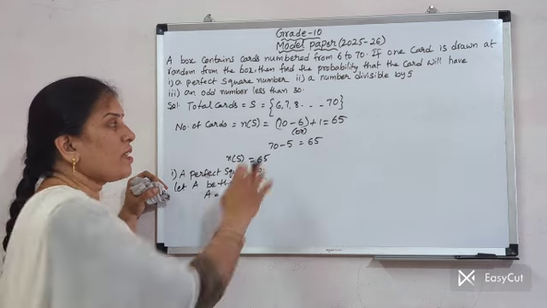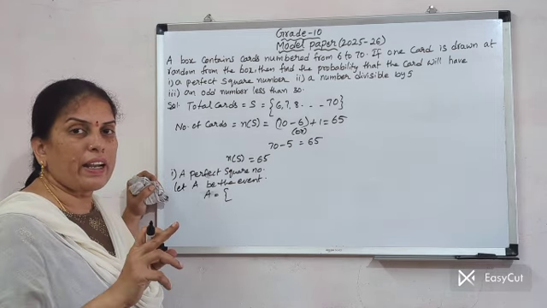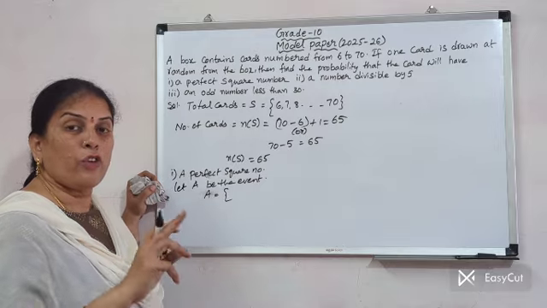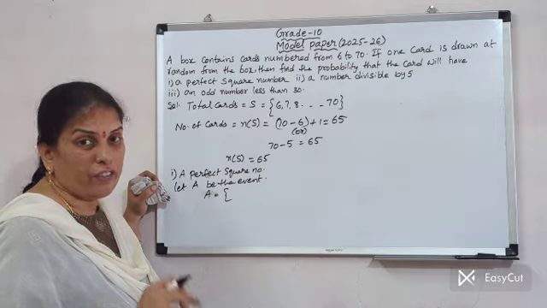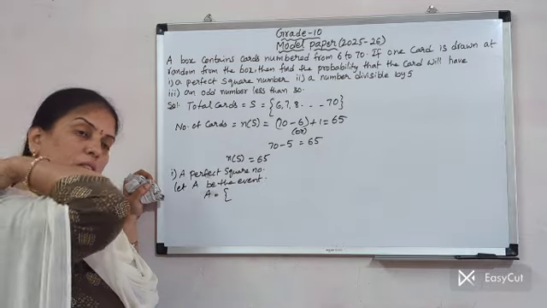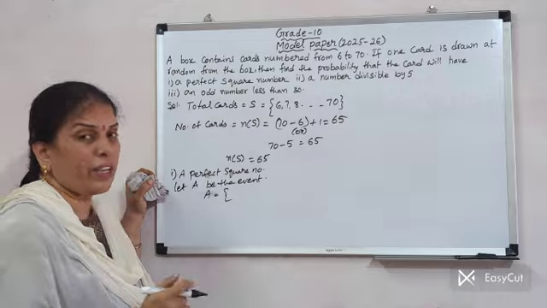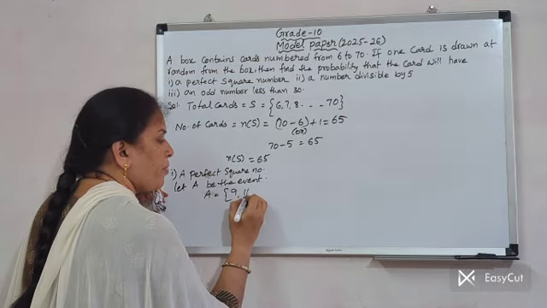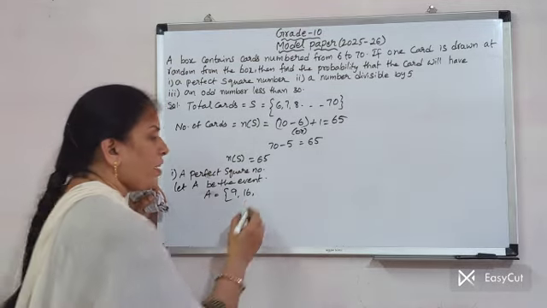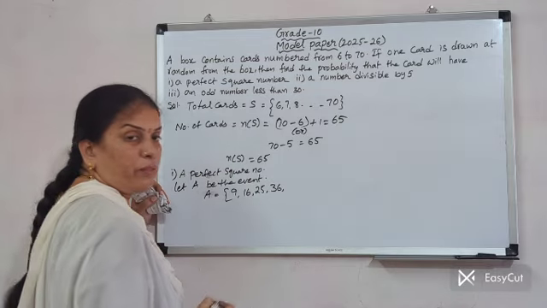9 is a perfect square, 6 is not a perfect square. Why? Because we can write 9 as 3 into 3. 4, 4 is 16, which is a perfect square. 5, 5 is 25, a perfect square. 6, 6 is 36, a perfect square.